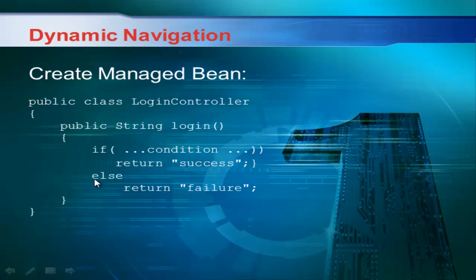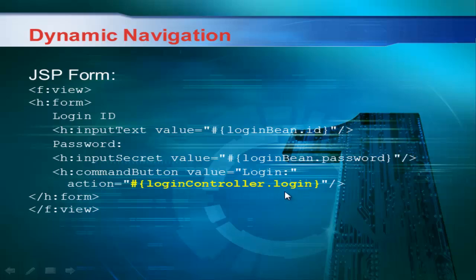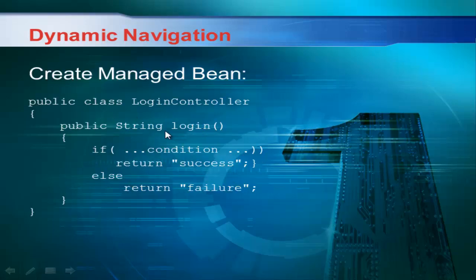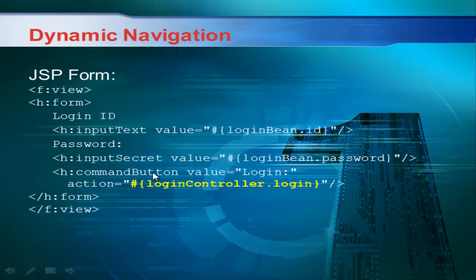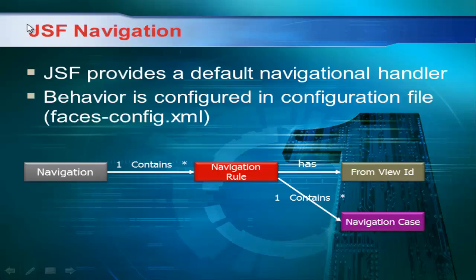Now you can associate a particular bean method along with the action. So if you create a bean with a method that returns a string and you have some condition, you can just associate it with the command button or any other action. So whenever a particular action needs to be fired, it will call that method. The outcome of the method will decide where it has to go.